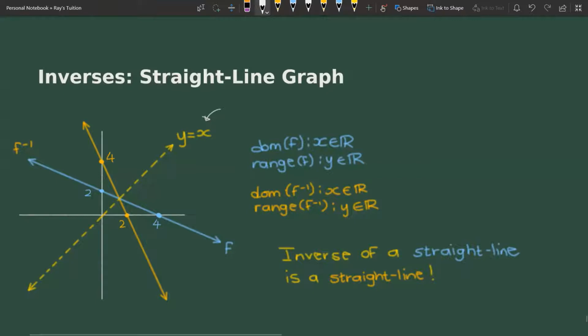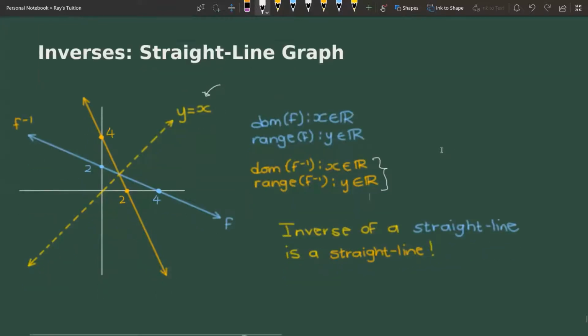The domain of f, being a straight line, is x is an element of real numbers. The range of f is y is an element of real numbers. The domain and range of the inverse is x is an element of real numbers and y is an element of real numbers, which is still the domain of the straight line, since the inverse of a straight line is still a straight line.